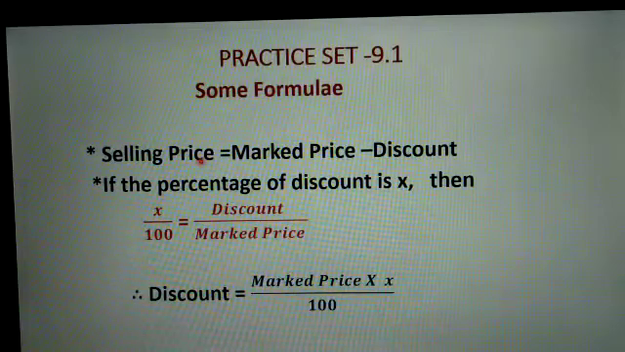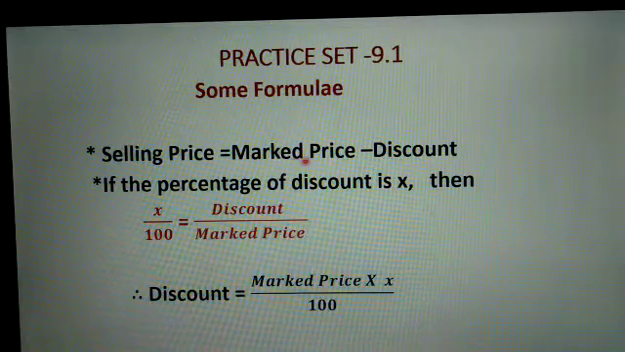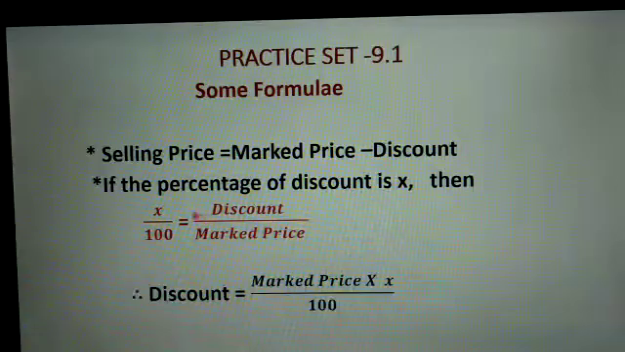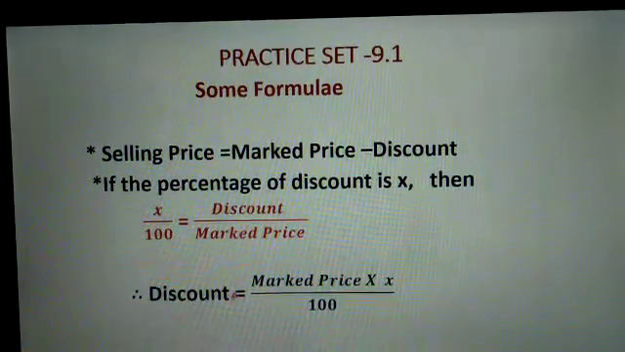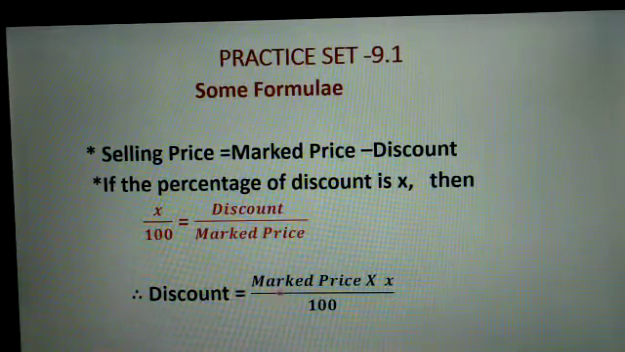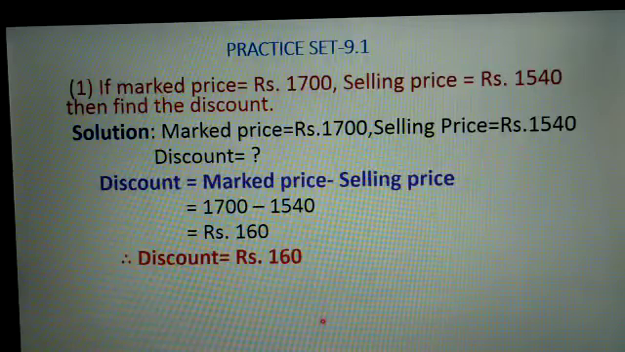That is, selling price is equal to marked price minus discount. Marked price means the actual price of that item. If the percentage of discount is X, then what will be your formula? X upon 100 is equal to discount upon marked price. And from this formula, we can calculate discount is equal to marked price into X upon 100. So with this formula, we will start now the first sum of practice set 9.1.